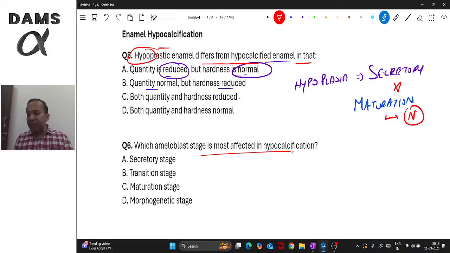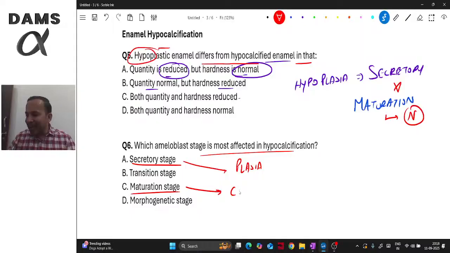So in hypocalcification, the stage that would be affected is maturation, isn't it? And in hypoplasia, the stage that is affected is secretory, right? So this is hypoplasia, and this is hypocalcification, maturation. So option C is the correct answer for the 6th question.